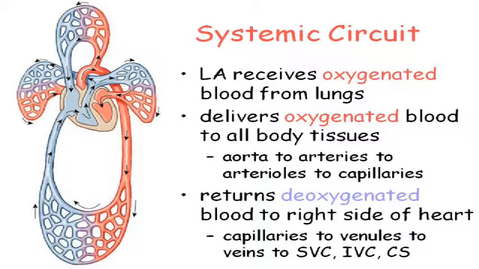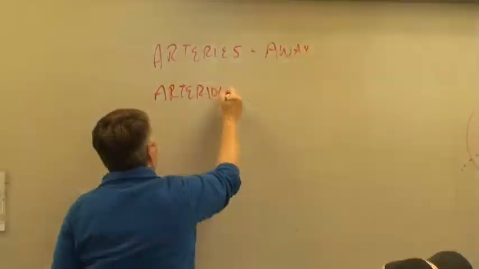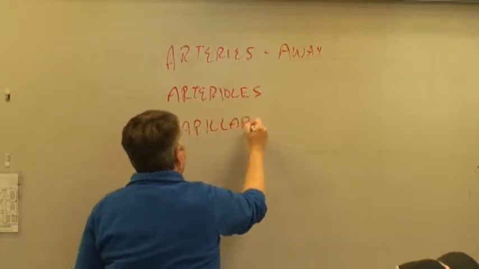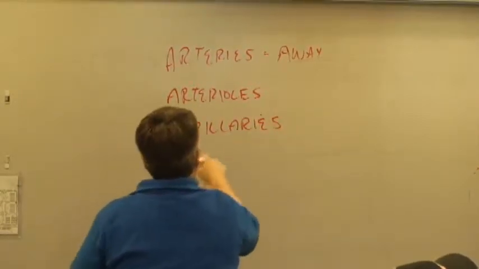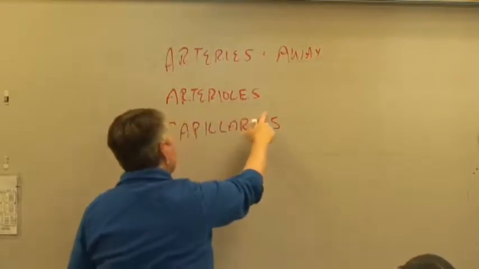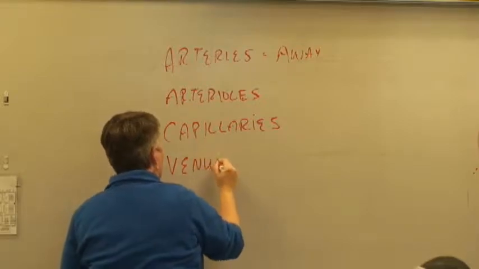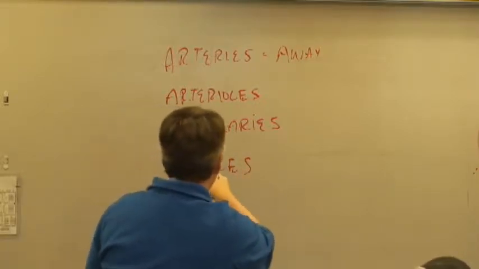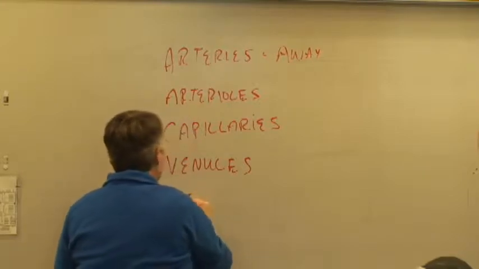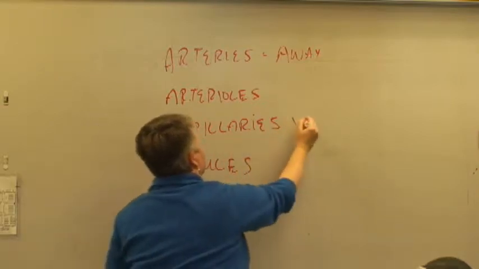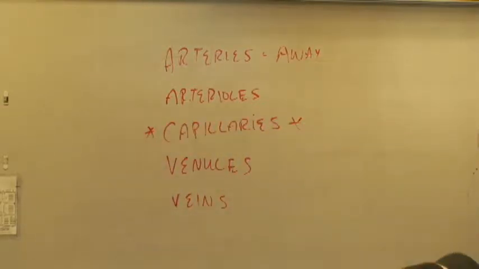Blood flows from arteries into small arteries called arterioles. And from arterioles into capillaries. And then from capillaries into small veins called venules. Is that right? Yeah. And then from venules into veins. Right here, and we'll talk about this a little bit later, right here is where the action happens.